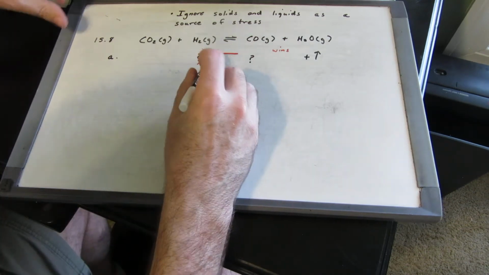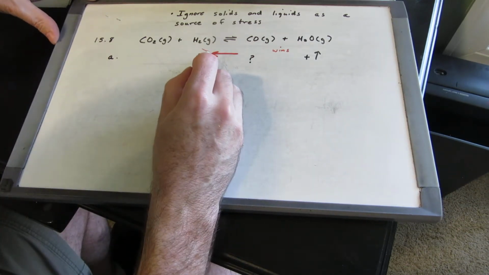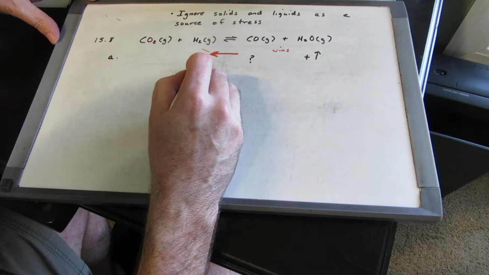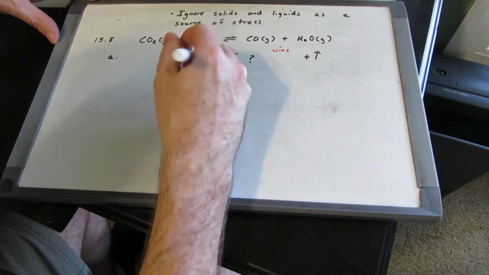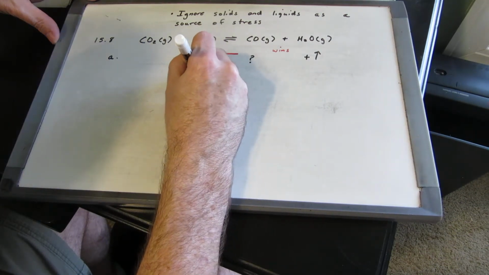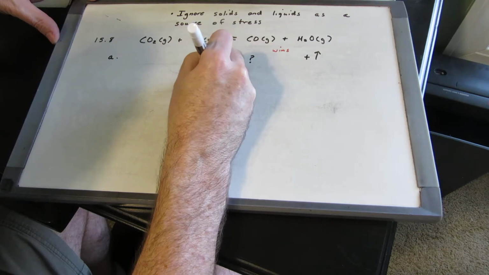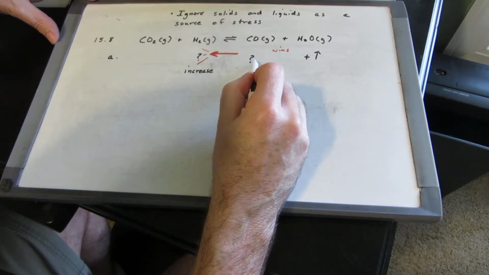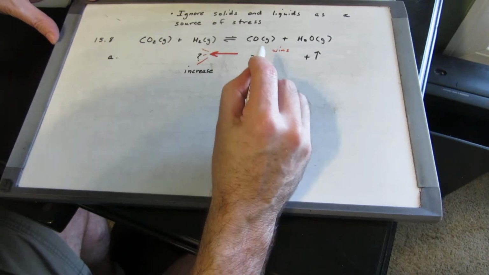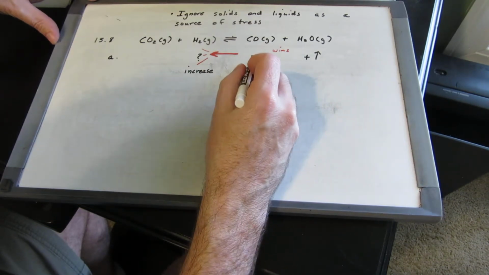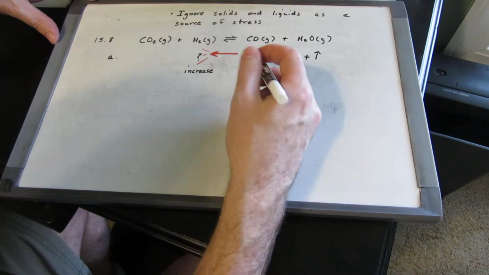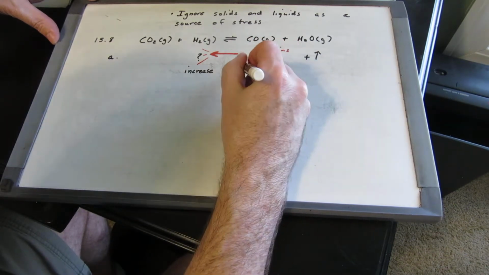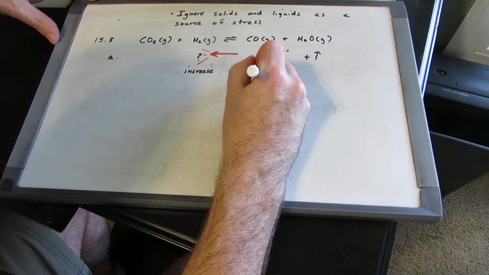So what will happen? Well, if you're on this end of the arrow, just like if you were on this end of the hose, you're going to get more. So H2 will increase. If you're on the back end of the hose, you're going to lose the quantity. So CO will decrease.